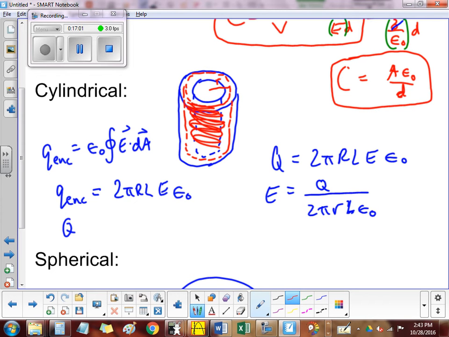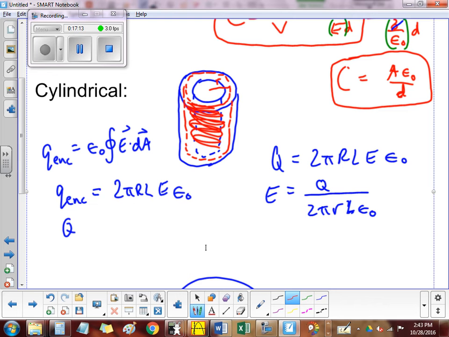So the surface area of the Gaussian surface is 2 pi RL, not 2 pi capital RL. All right, now what's going on with our potential function? So the potential is the opposite of the integral of, remember this? V is the opposite of the integral of E ds.